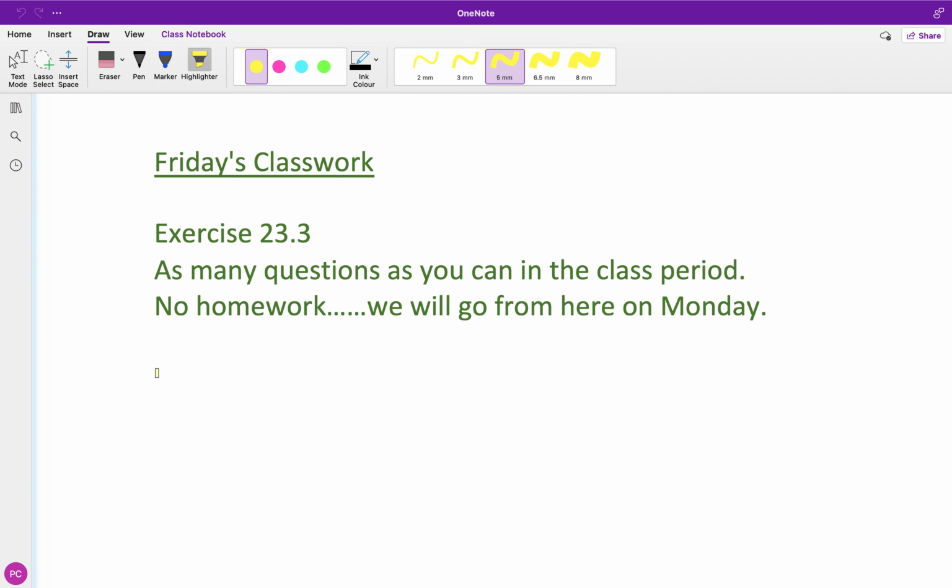As always, because it's the weekend, you won't have homework, and we will go from here on Monday. On Monday, we'll finish off this exercise. We'll have a quick revision over rule 1 because I wasn't there to check your work and make sure everyone's understanding. And we'll move on hopefully then to indices law number 3.